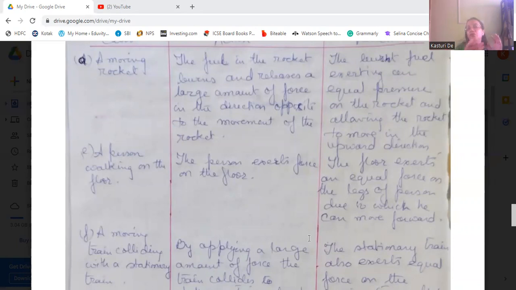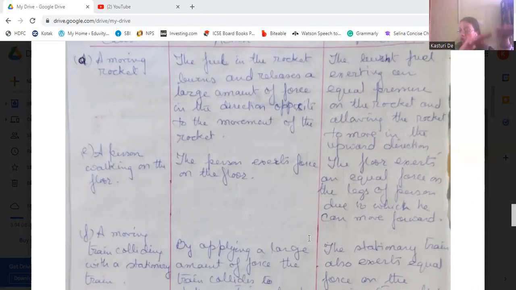Okay, and the fuel which is burning releases a large amount of force in the direction opposite to the movement of the rocket. It will come out of the rocket. As the burnt fuel comes out as gases, that will allow the rocket to move upward. That is the reaction.